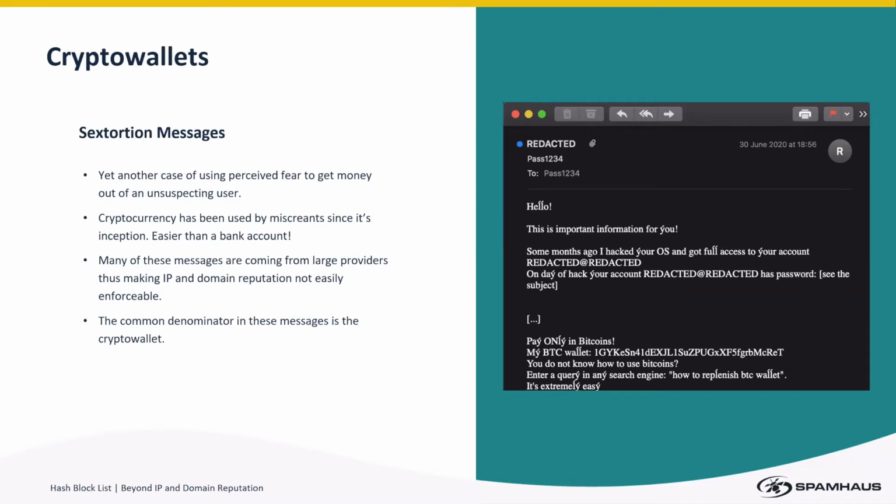And for those who have been watching the news in the past 24 hours, we saw that there was a challenge at Twitter with a bunch of accounts being hacked, and this is an example that in the future hash blocklists could be utilized for that type of abuse prevention. But back to the email at hand. Cryptocurrency is something that is widely used amongst miscreants out there.